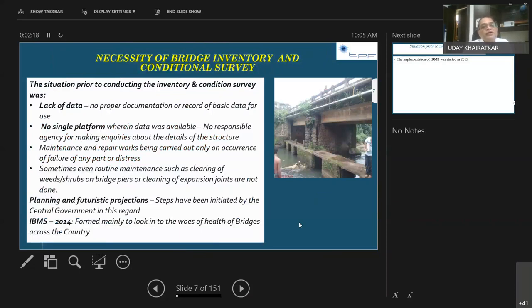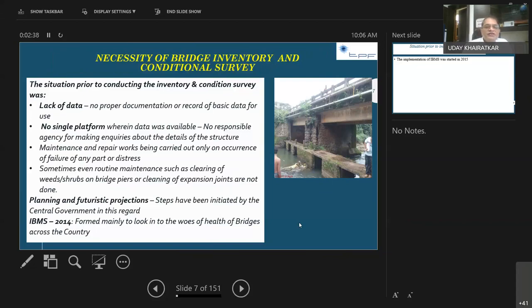The situation prior to conducting the inventory and condition survey was like this: lack of data, as I already explained. Then no single platform. Maintenance and repair works were being carried out only on occurrence of failure. Generally, there's a fault in the bridge parapet or something like this. Minor repairs are always carried out, but they are bits and pieces.